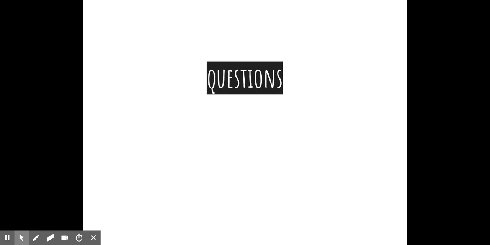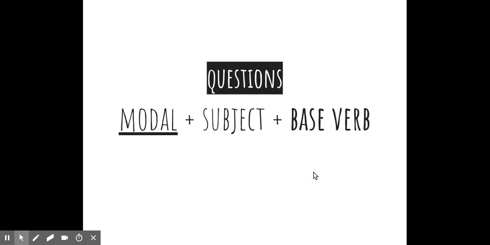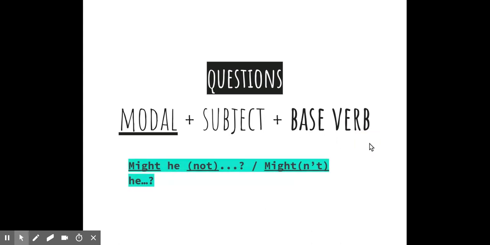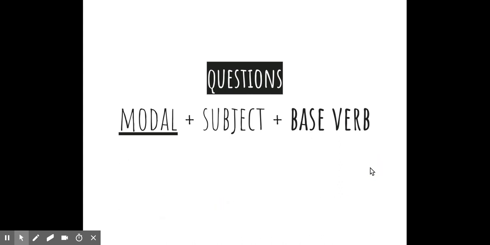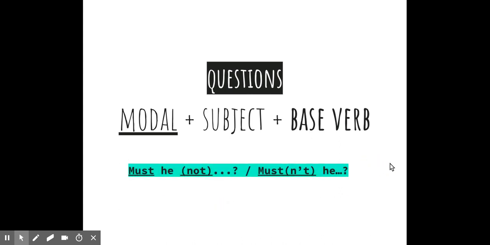So how do we use this with questions? Again, just like our advice, our modal moves to the front of the sentence, then our subject, then our base verb. Might he, mightn't he? Mightn't he miss the train if he doesn't run? Must he not, mustn't he? Must they make a reservation to get a table? Do they have to?